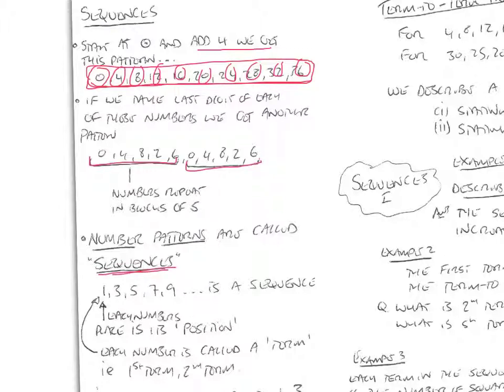So for example, this sequence here of 1, 3, 5, 7, 9 is a sequence, and each number's place in the sequence is its position. It's first position, second position, third, fourth, fifth. And each number is called a term. So the first term is equal to 1 here, the second term is equal to 3, the third term is equal to 5, the fourth 7, and the fifth term is equal to 9.